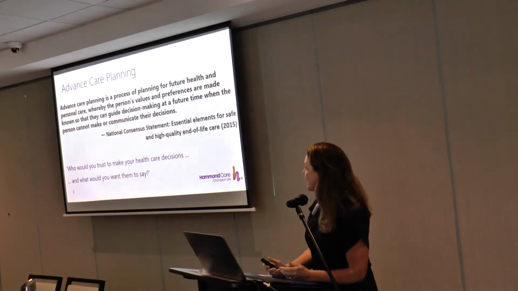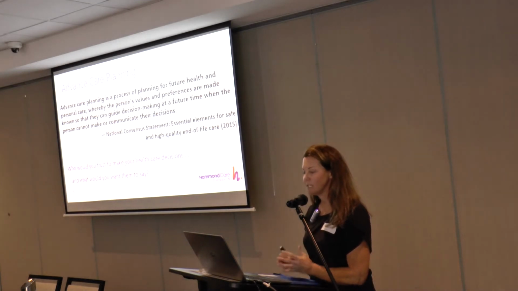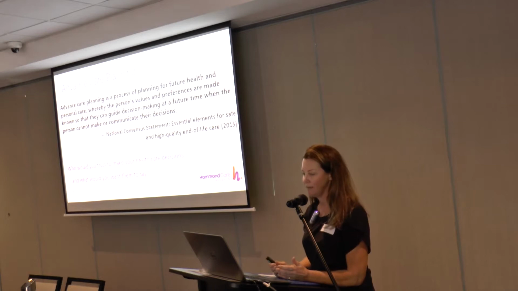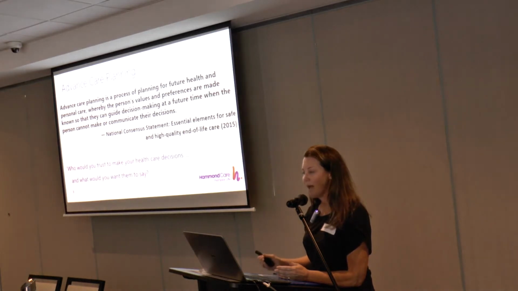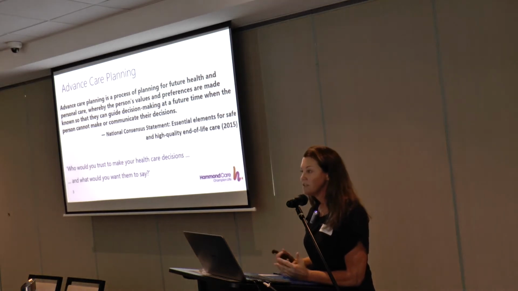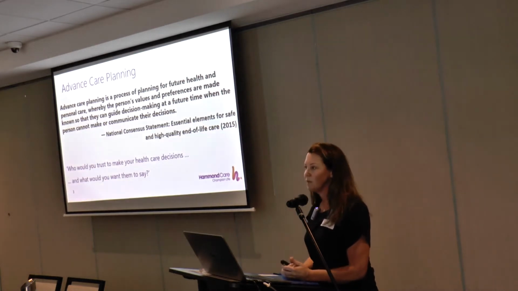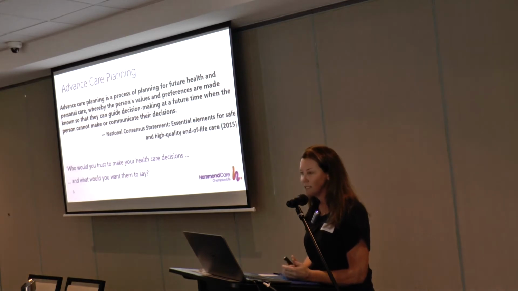So basically, advanced care planning is a process. It's not just one form that you tick off and fill in details. It's a process of planning for future health and personal care, whereby a person's values and preferences are made known so that they can guide decision-making at a future time when the person cannot make or communicate decisions. It's ongoing. It needs to be revisited, and as things change, your ideas and wishes will change. So basically, we want people to think about who they would trust to make healthcare decisions and what they would want them to say.